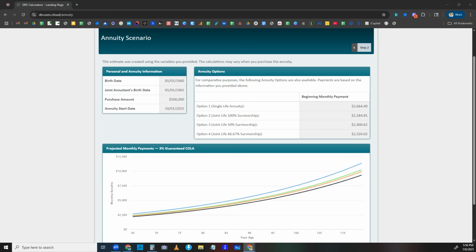Now, if they're older, they may get better initial rates on them, but they're going to miss out on this 3% cost of living adjustment, or they have to purchase it. And when I say purchase it, you don't physically buy it. They just give you a lower rate.